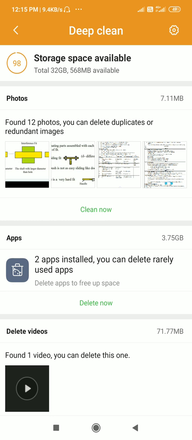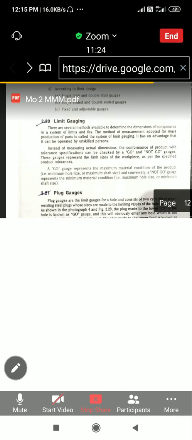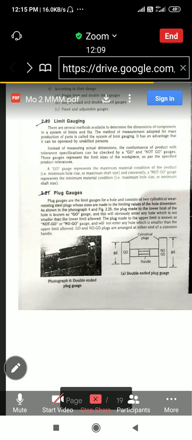So, see, this is the way they have been designed. From my screen it is going. You can see over here in the plug gauge there is a 3D diagram. Over here you can see this is a 3D diagram. At both the sides, solid particles are there.